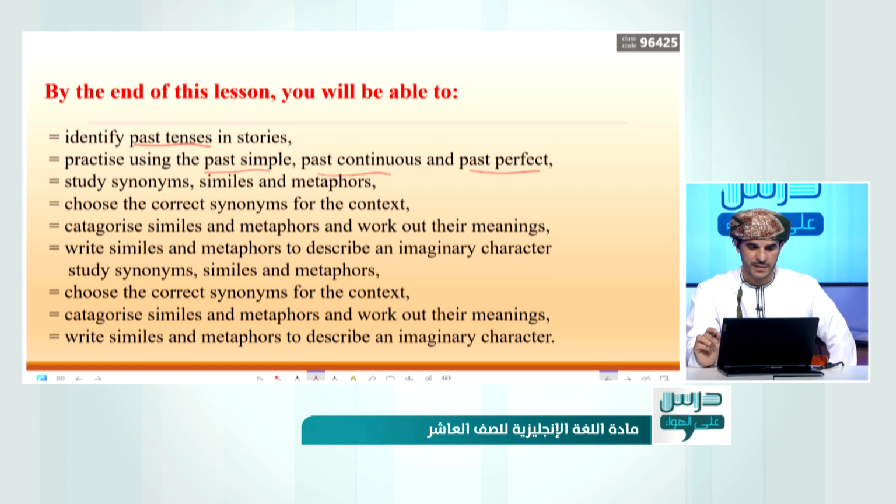And we'll try to study some similes and metaphors. Choose the correct synonyms for the context, categorize similes and metaphors, and work out their meanings. Don't forget to take screenshots every time. You will be able, inshallah, to write about similes and metaphors to describe an imaginary character. Study synonyms, similes, and metaphors. Choose the correct synonyms for that context. Categorize similes and metaphors and work out their meanings. Write similes and metaphors to describe an imaginary character.